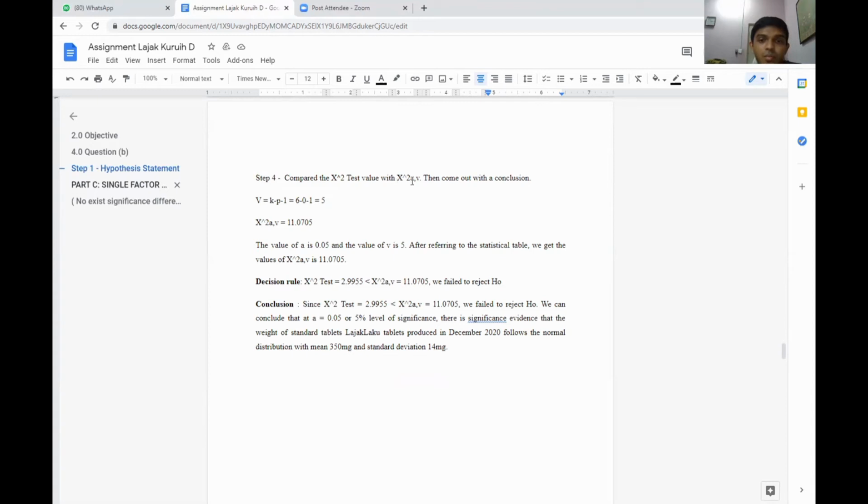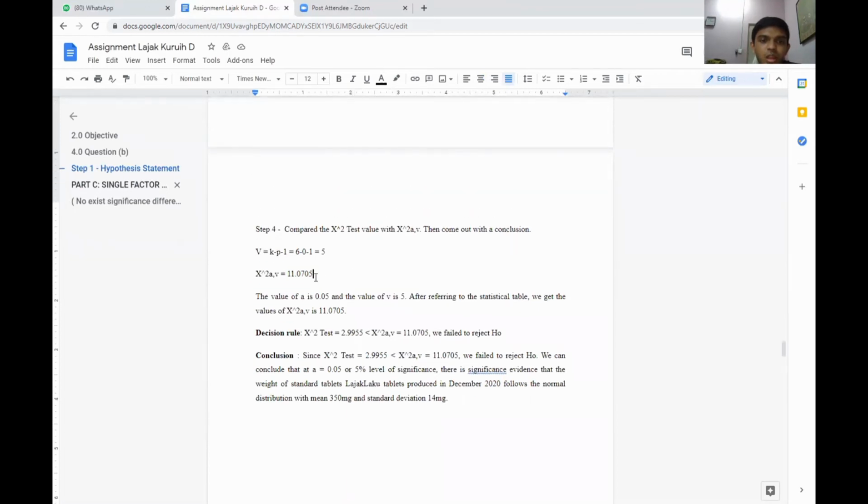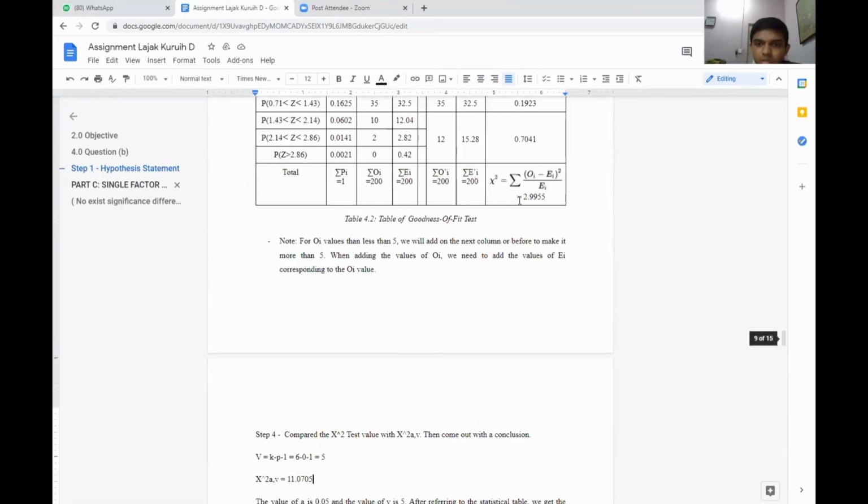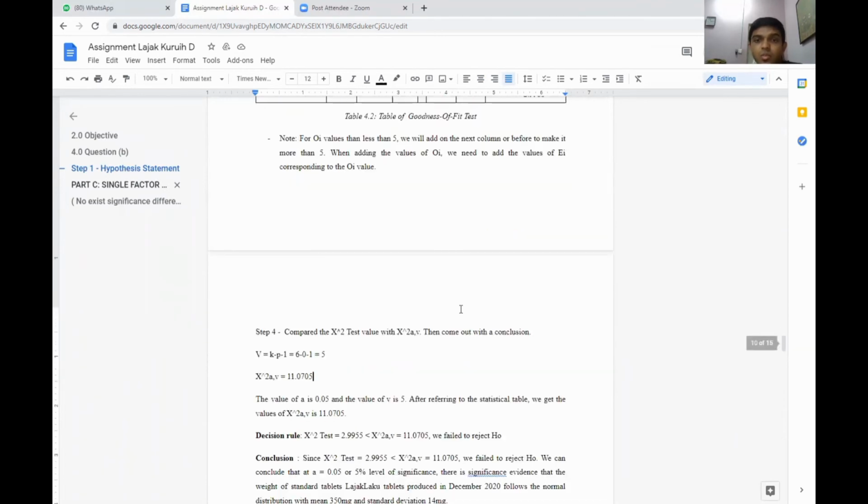So the value of alpha is static, which is 0.05. When referring to our statistical table, chi-square with alpha 0.05 and v equal to 5, we get one value, which is 11.0705. So this value and this value, 2.9955, we can compare.